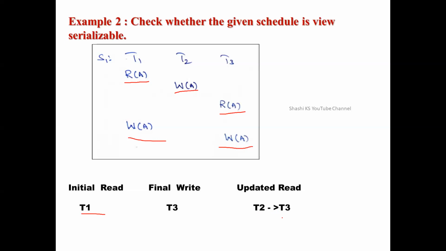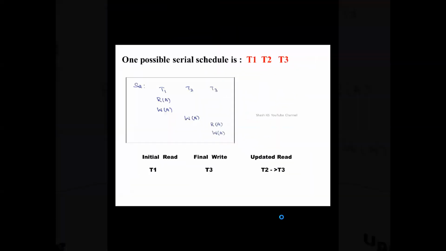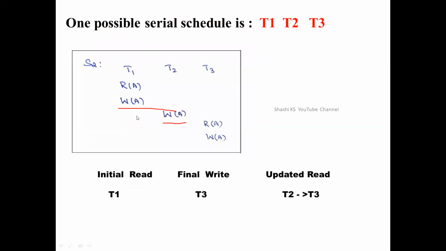Now let's check this with the serial schedule also. So this is my given serial schedule for the same non-serial schedule given in the question. So here, who is doing the initial read operation? The initial read operation is done by transaction T1 here. This is the initial read. T1 is reading the value of A from the database. So that condition is satisfied for both the schedules. The same transaction is doing the initial read operation.